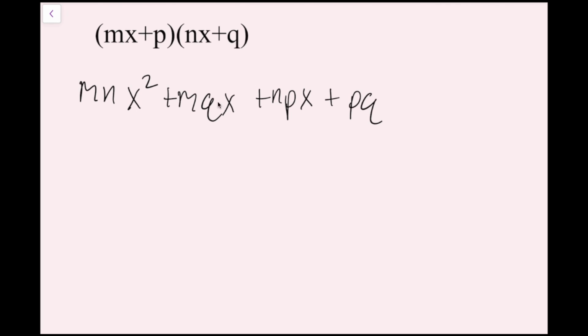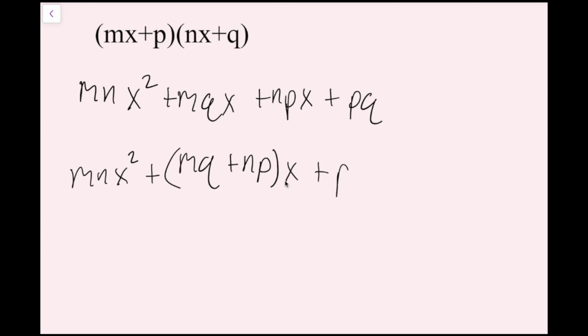Well, notice I have two x terms here, and I can rewrite this as mq plus np all times x. All I did is factor out an x from this mqx and this npx. Then I'm just going to rewrite the rest of this. So I get mnx squared plus this quantity mq plus np times x plus pq.